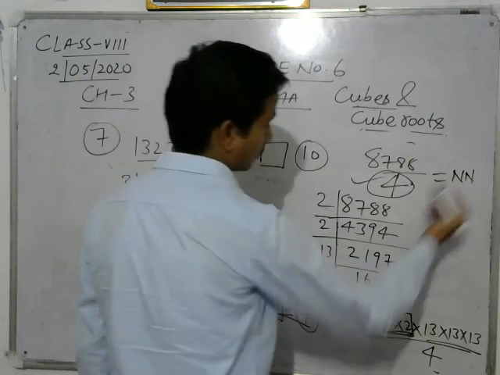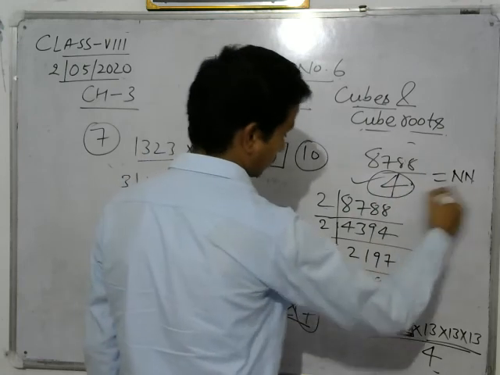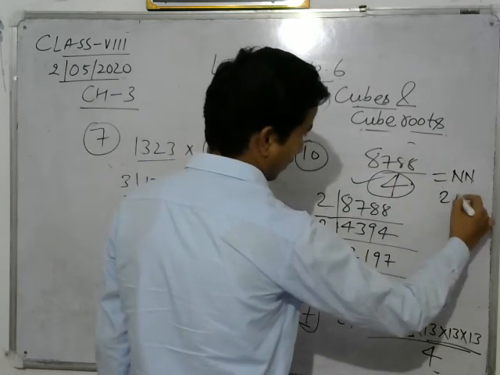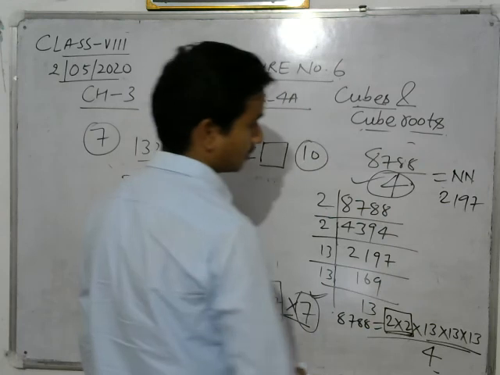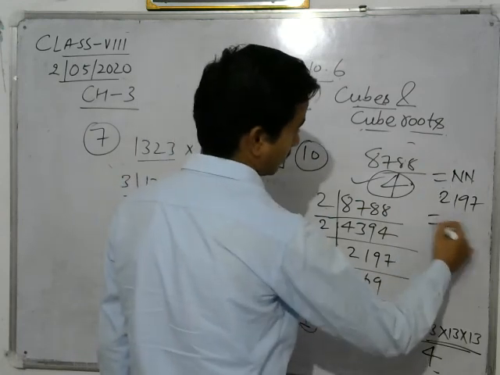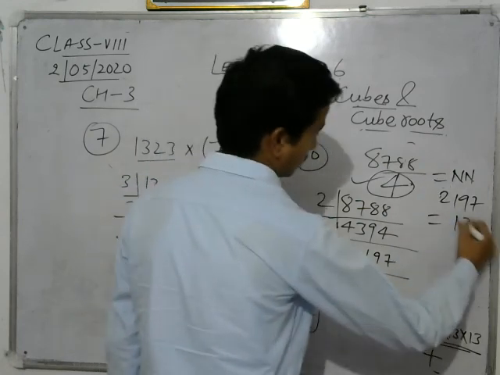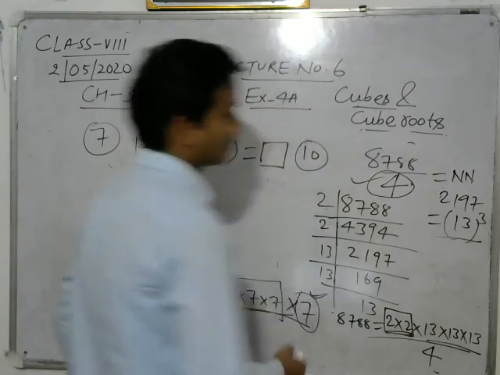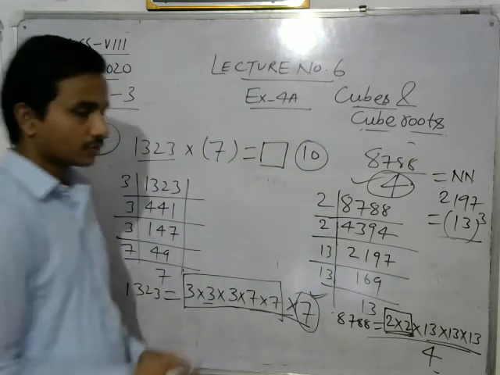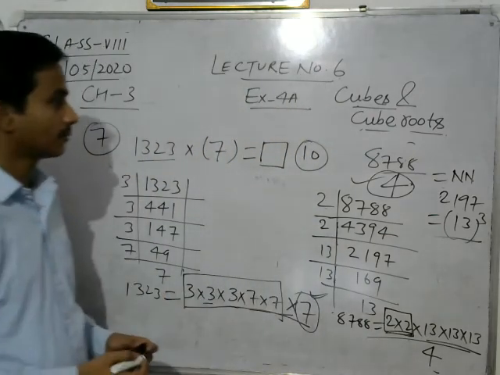And what is our new number formed? After dividing by 4, you get 2197, and it is the cube of 13. Students, in this way you will solve such types of problems.